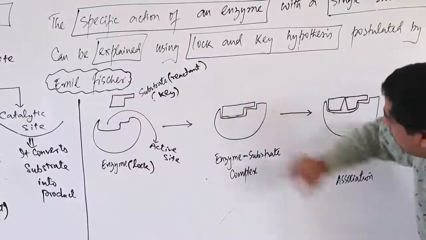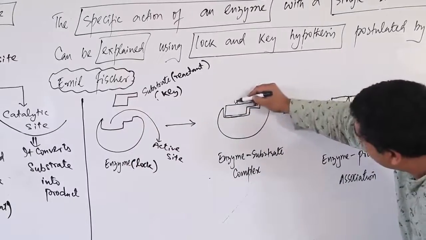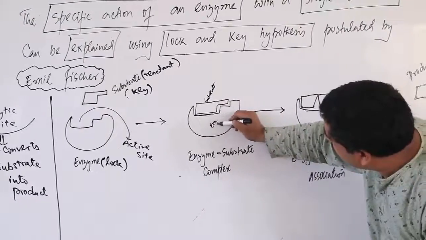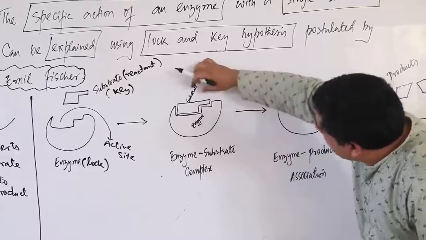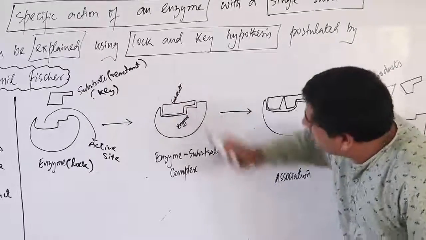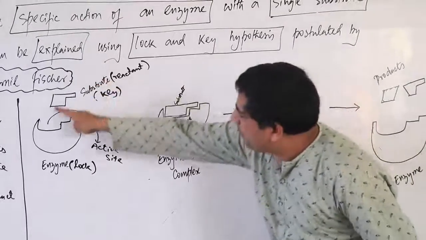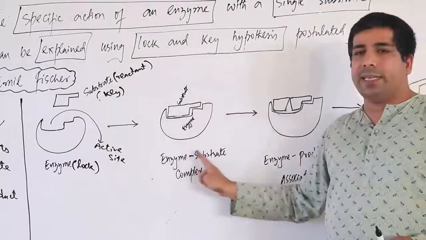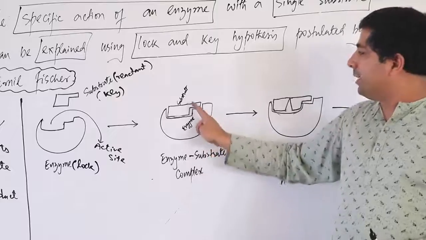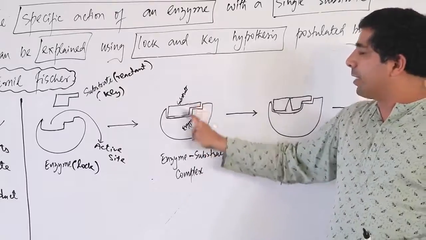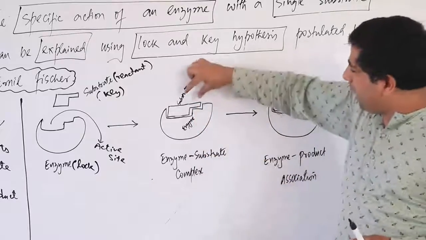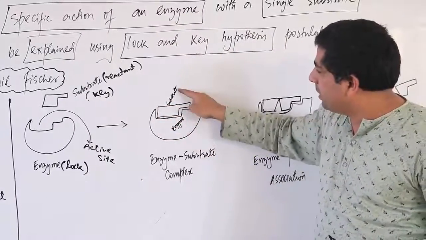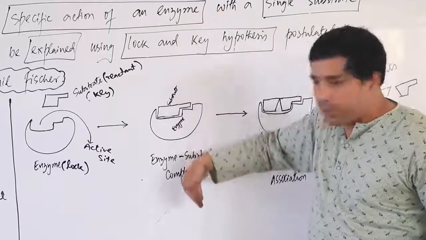Now look here. This is your substrate, and it has fit into the active site of an enzyme. So substrate fits into the active site of an enzyme. Now we are getting the enzyme substrate complex. So this is my enzyme substrate complex. It means key has entered into the lock. You consider this as lock, this as key, so it has entered into the lock.